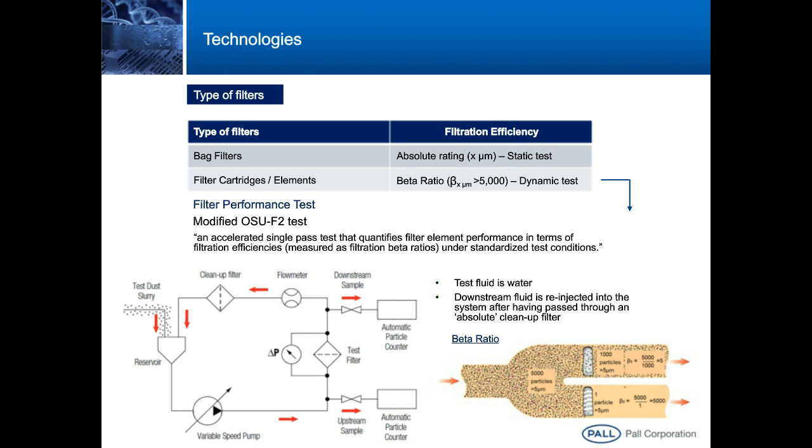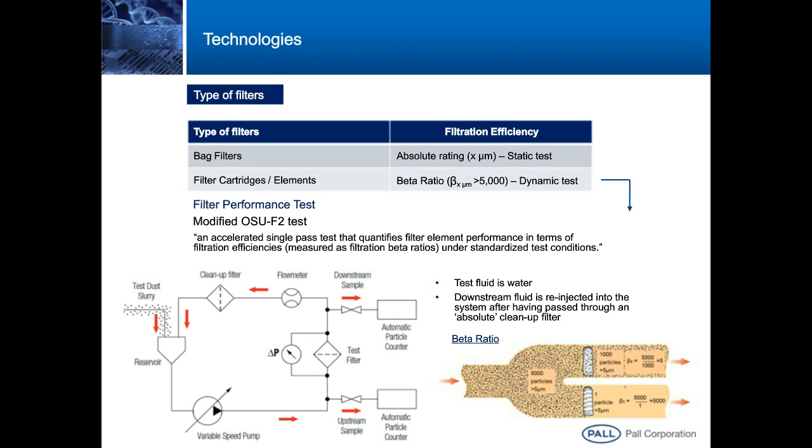For process filter elements, we usually talk about beta ratios, which result from a dynamic test. The beta ratio is defined as a ratio of the number of particles equal to or greater than a given size, x, in the influent fluid to the number of particles equal to or greater than the same size, x, in the effluent fluid. The schematic on the slide gives you some idea about the way the filter element is tested. Compared to the multipass test used in hydraulics, this test is single pass because of the absolute cleanup filter installed on the return line.